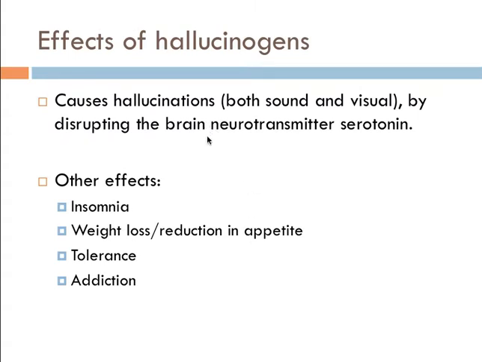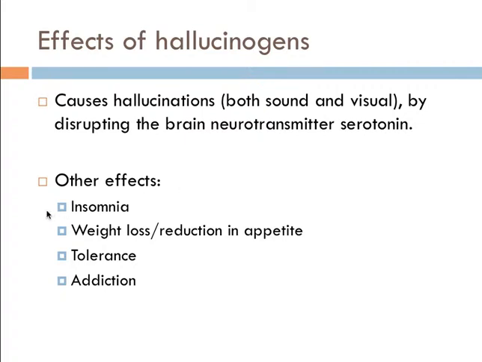So what are some of the effects of the hallucinogens? Well, they can cause hallucinations, hence the name, right? Both sound and visual. And these are sounds and visual things that are not really there, okay? And they do this by disrupting how the brain neurotransmitter serotonin works. Okay. And what we're going to do is look for similarities between these drugs and serotonin. How do they take the place of that neurotransmitter?